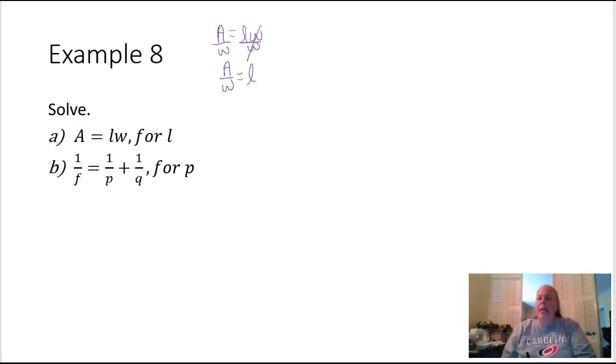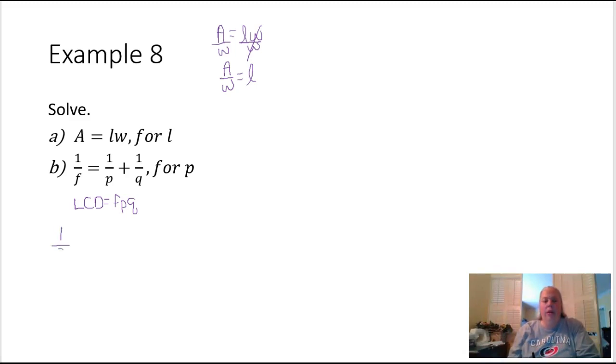All right, in B, we're going to need to be a little bit clever because you'll notice I have 3 fractions there and I'm trying to solve for P. So I think the first thing I want to do is find out what that least common denominator is so that I can eliminate all these fractions. I know I'm going to need an F, a P, and a Q in my least common denominator, and that's all my denominators. The next thing I want to do is take each one of my individual terms and multiply it by the least common denominator.